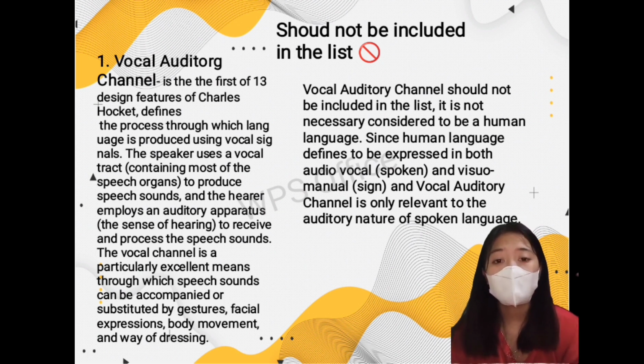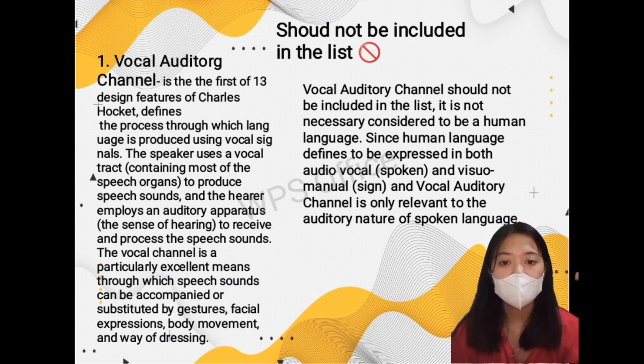So why should it not be included in the list? Vocal auditory channel should not be included in the list. It is not necessarily considered to be a human language, since human language is defined to be expressed in both audio-vocal, which is spoken, and visual-manual, which is sign, and vocal auditory channel is only relevant to the auditory nature of spoken language.